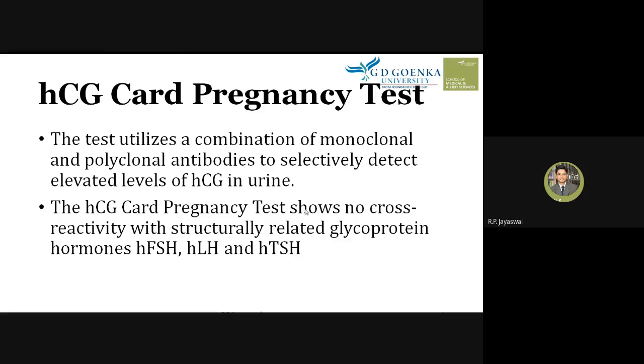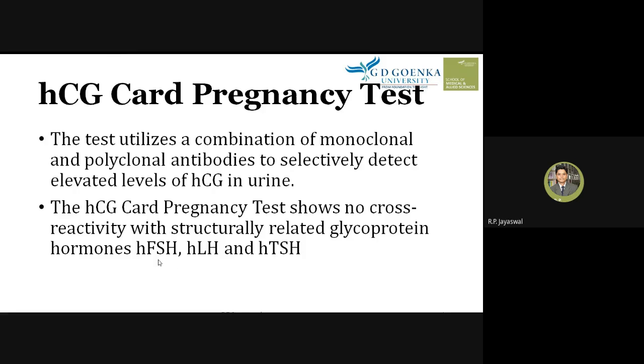The HCG card pregnancy test shows no cross reactivity with structurally related glycoprotein hormones such as human FSH, human LH, or human TSH. You have already studied the FSH, LH, and TSH of human origin, and HCG is also somehow structurally related to these hormones. But when we do this HCG card pregnancy test, there is no cross reactivity with the structurally similar hormones FSH, LH, or TSH.